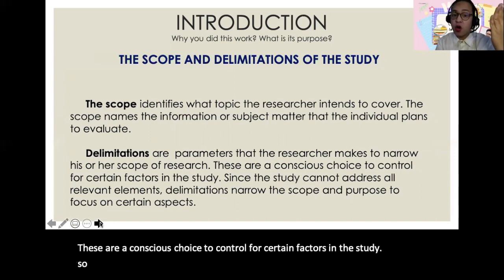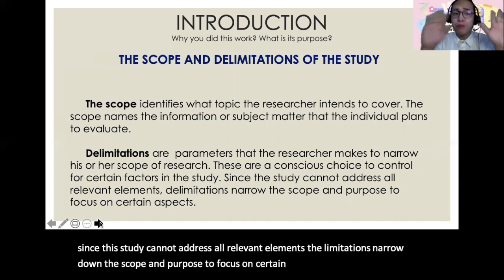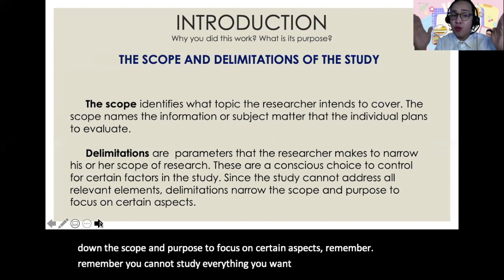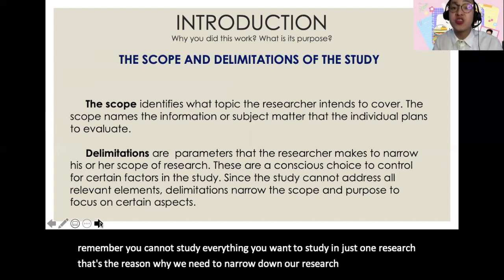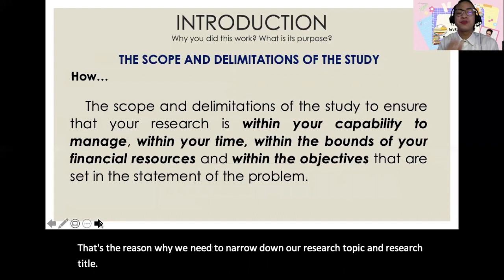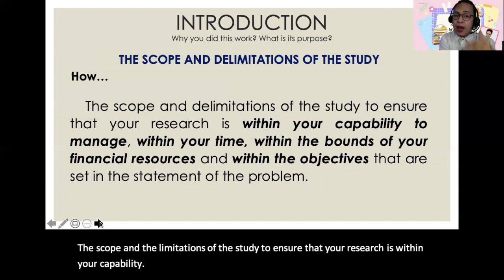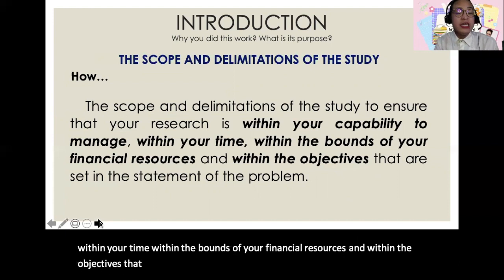So you are aware, conscious choice, you are aware. Since the study cannot address all relevant elements, the limitations narrow down the scope and purpose to focus on certain aspects. Remember, you cannot study everything you want to study in just one research. That's the reason why we need to narrow down our research topic and research title. How will you do that? The scope and the limitations of the study ensure that your research is within your capability to manage within your time, within the bounds of your financial resources, and within the objectives that are set in the statement of the problem.